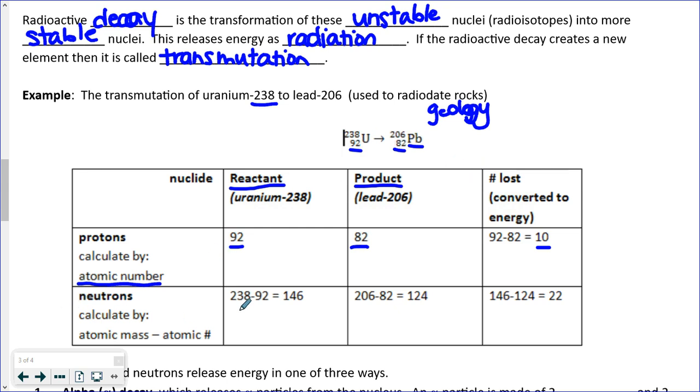Neutrons. So the way that we calculate the number of neutrons again is your mass number subtract the number of protons, or subtract your atomic number. So in your uranium-238, there are 146 neutrons. In lead-206, there are 124 neutrons. So to figure across that reaction, if we take the number of neutrons within the reactants and subtract the number of neutrons within the products, we have 22 neutrons to account for.